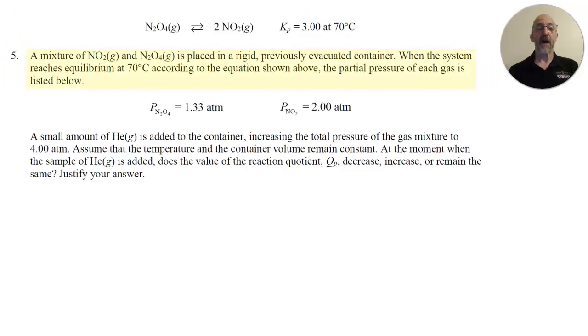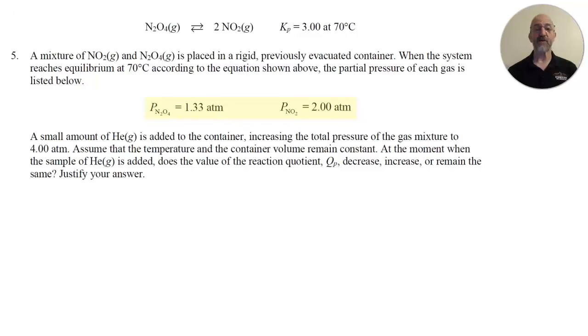It says a mixture of the gases NO2 and N2O4 is placed in a rigid, previously evacuated container, and when the system reaches equilibrium at 70 degrees Celsius, according to the equation shown above, the partial pressure of each gas is listed below. So we have a partial pressure for N2O4 of 1.33 atmospheres, and a partial pressure of NO2 of 2 atmospheres.